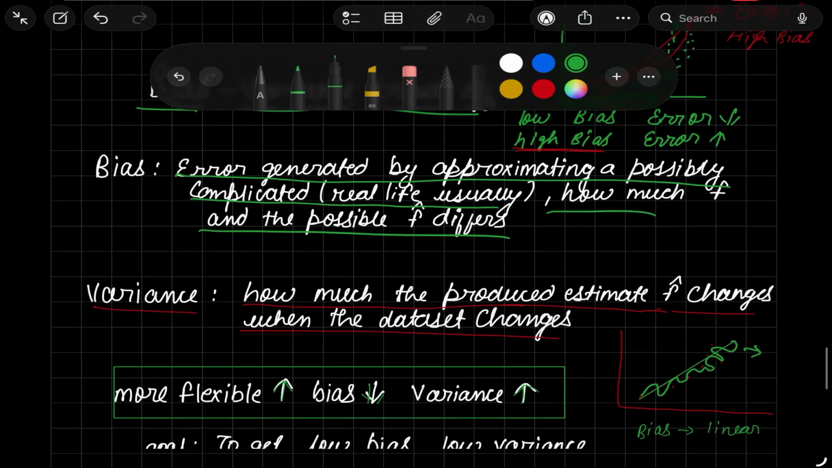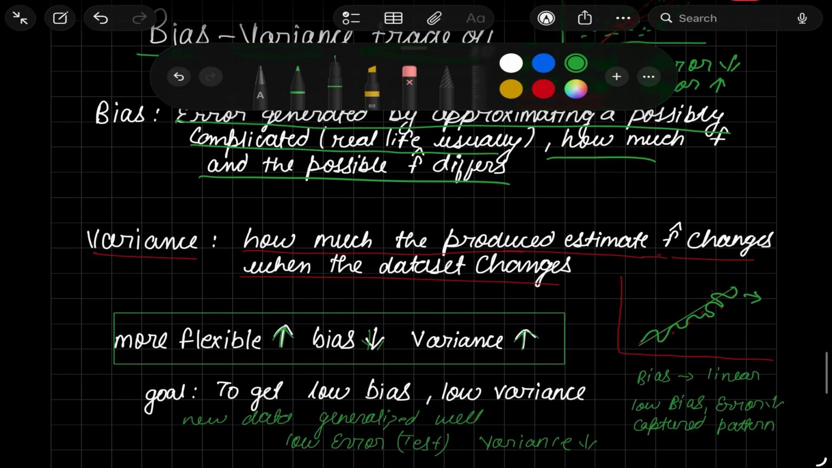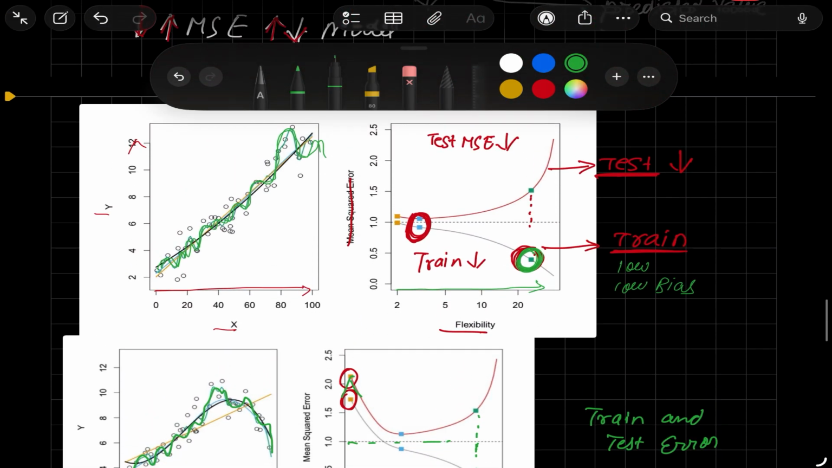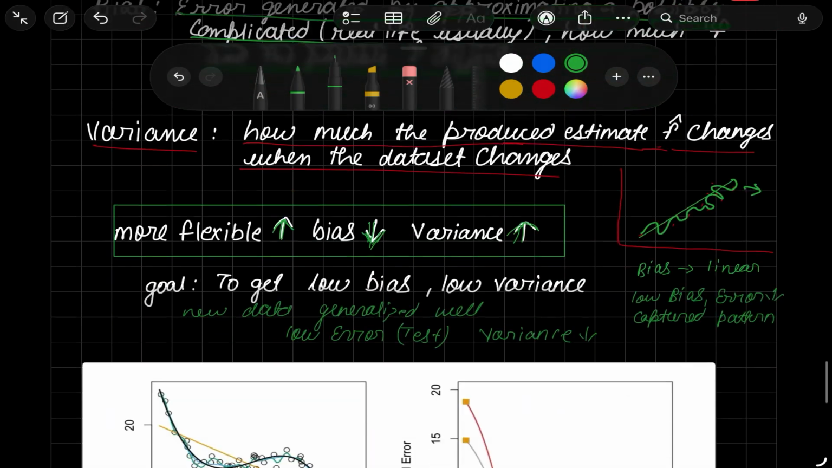Because as the flexibility is increasing, as we have seen earlier, the bias is decreasing and variance is increasing. If it has not captured the pattern, how can it generalize well on new data? It cannot. And this is what we have to keep in our mind.